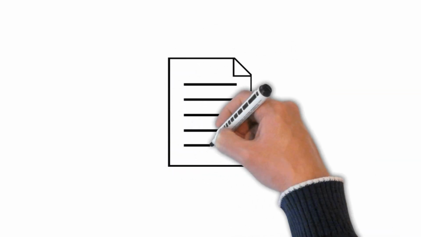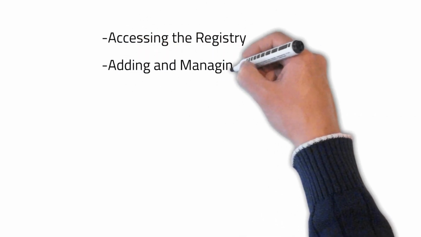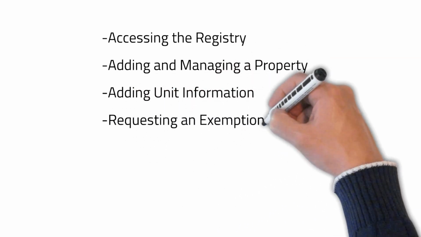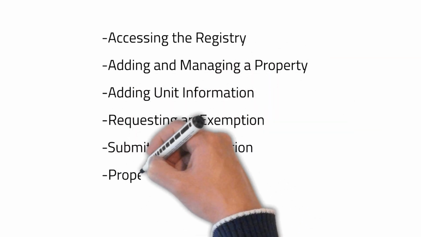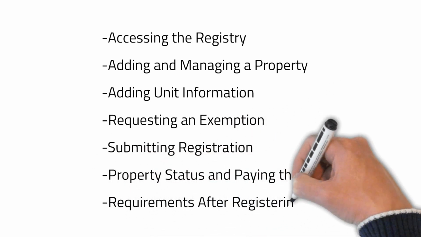Today, we will be covering the following topics: accessing the registry, adding and managing a property, adding unit information, requesting an exemption, submitting registration, property status and paying the fee, and requirements after registering.